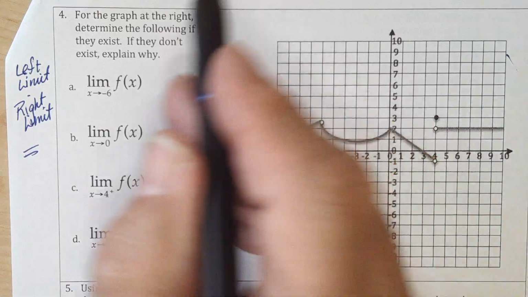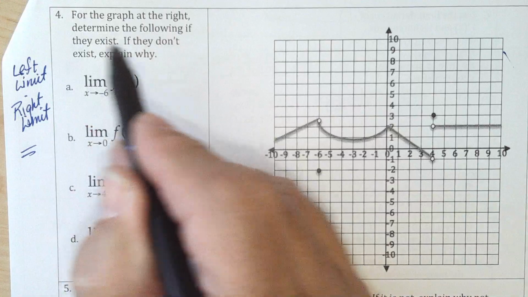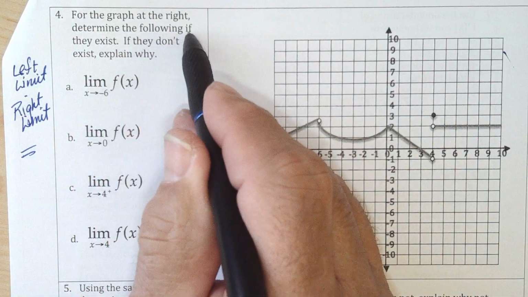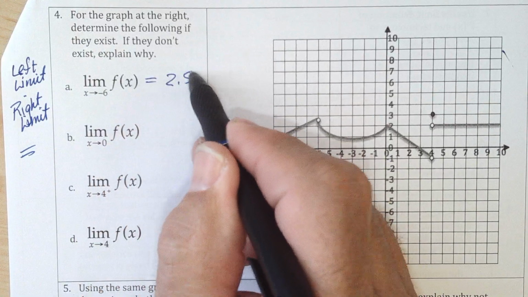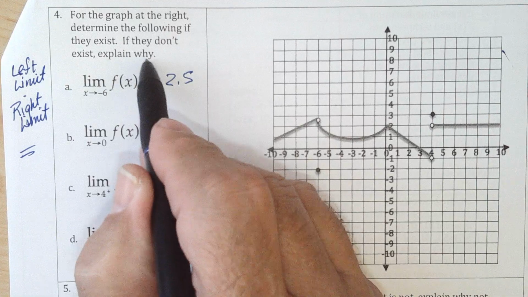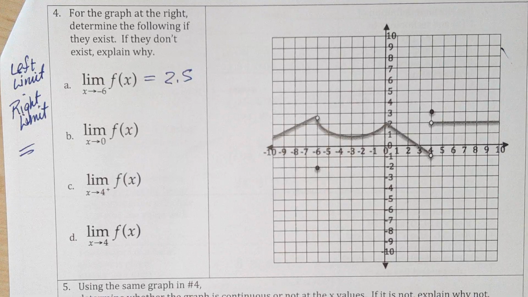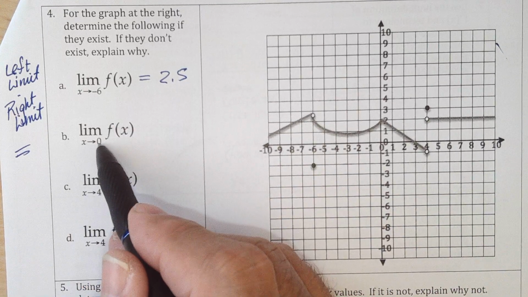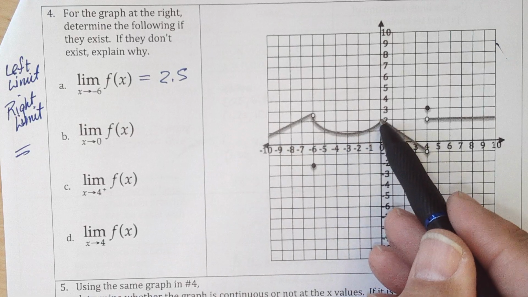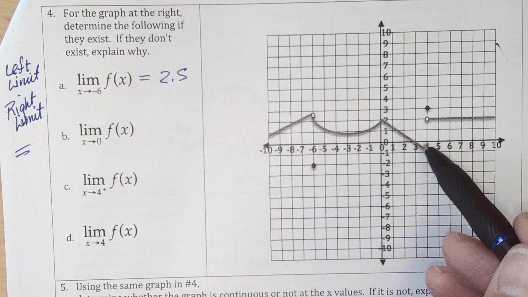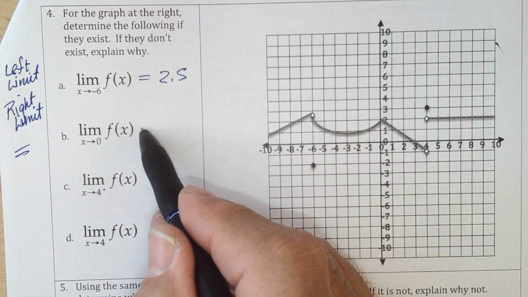And so we say, for the graph on the right, determine this if they exist. Well, it does. It's 2.5. If it didn't exist, explain why. Well, it exists. So all I have to do is give the number. Now determine this. So we're going to head towards 0. Moving towards 0 from the left, it looks like it's headed towards 2. From the right, it looks like it's headed towards 2. Are they equal? Yes.